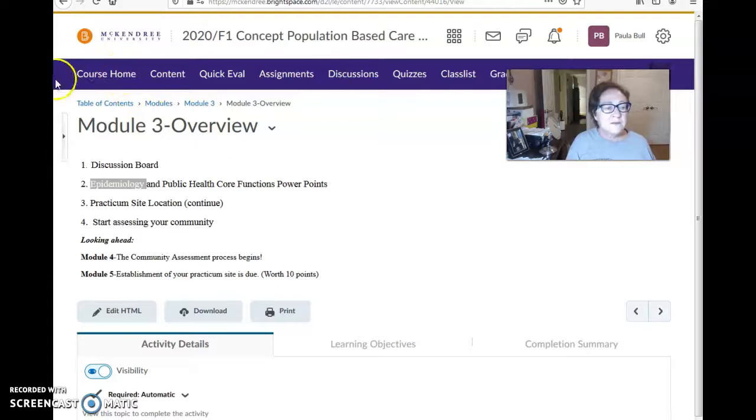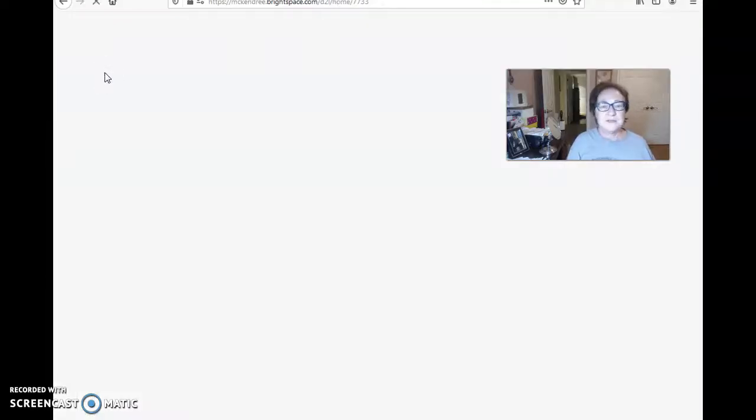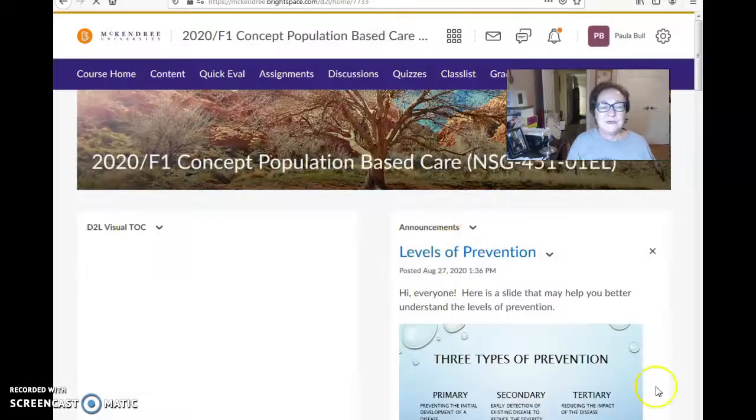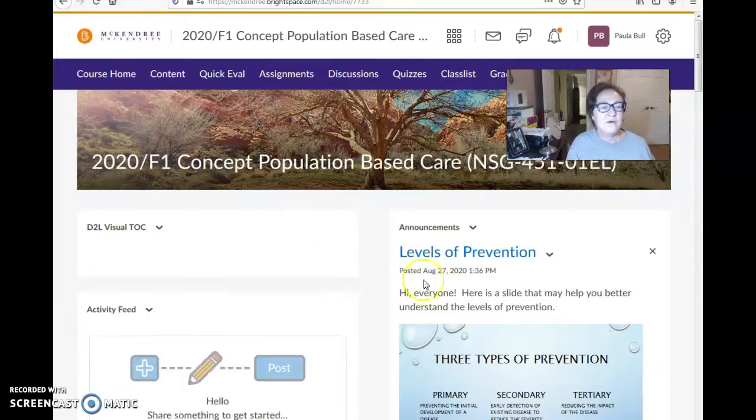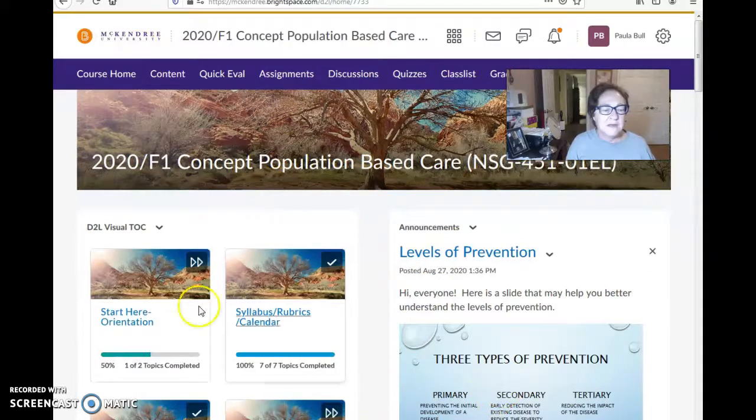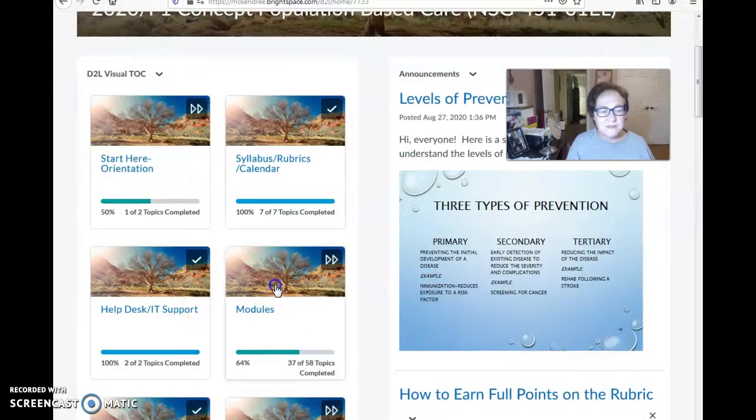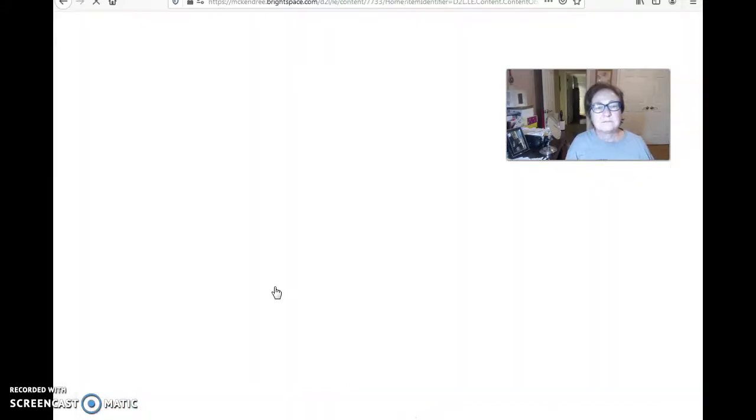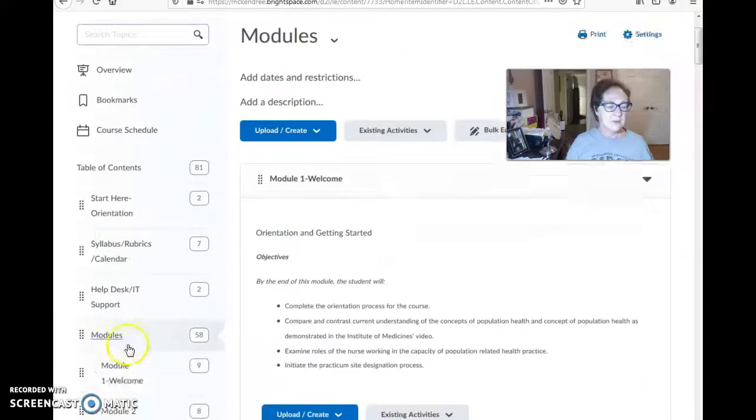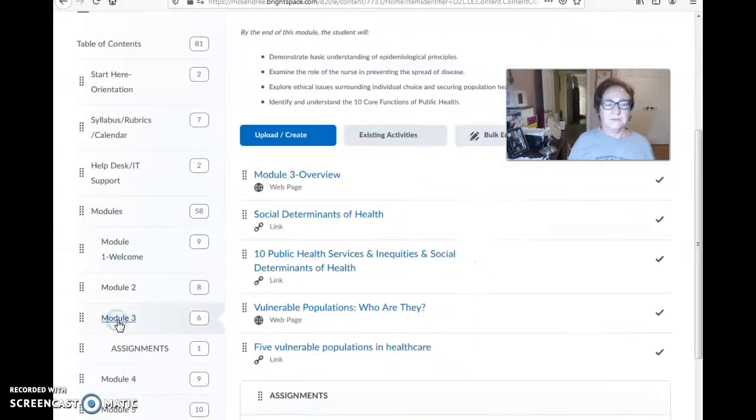I am in the module already, but I will show you again just in case you need to know how to get there. Here we are at the home page, and you go into Modules, and then go to Module 3.